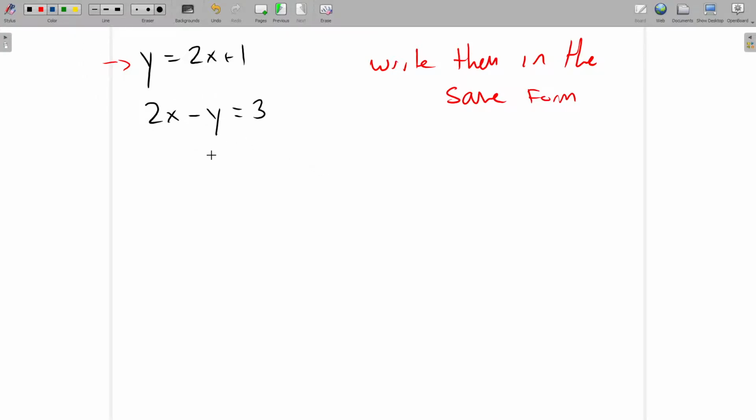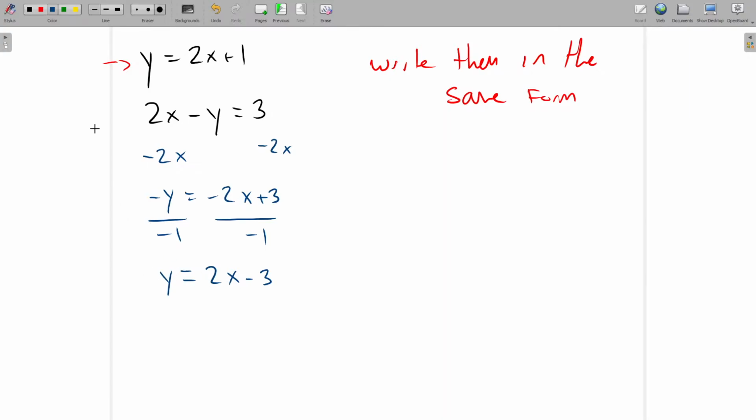So let's do that. Right, I can subtract negative 2x. So we have negative y is equal to negative 2x plus 3. And I can divide both sides by negative 1. Doing this will give us y equals negative 2x divided by negative 1 becomes positive 2x. Positive 3 divided by negative 1 becomes negative 3. So this is our second equation, and we'll rewrite the first one so that they're right next to each other.